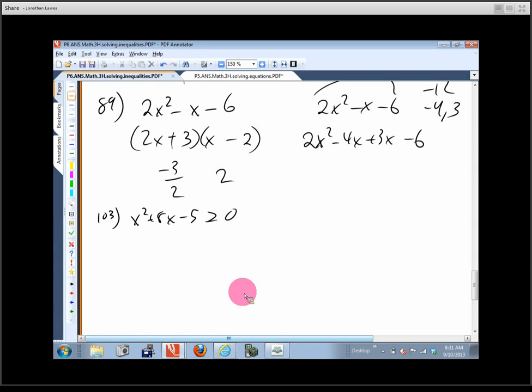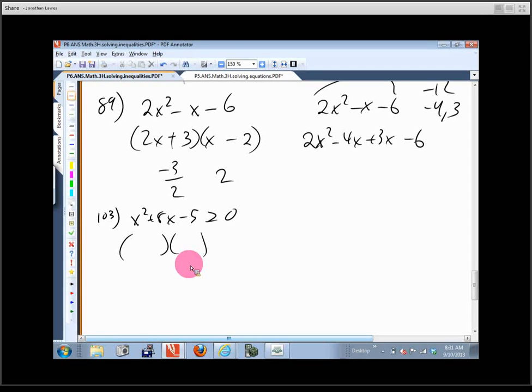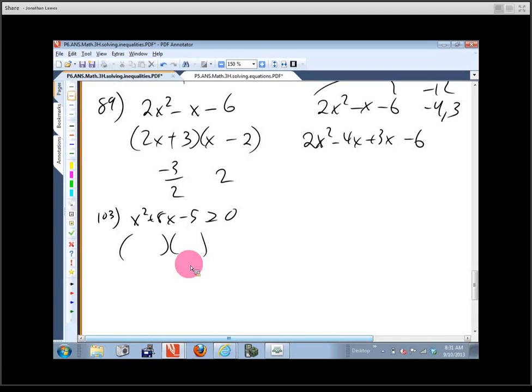What do you find? Critical numbers. Multiply to be negative 5. You do have to do the quadratic formula. Okay? That might be a calculator problem there.